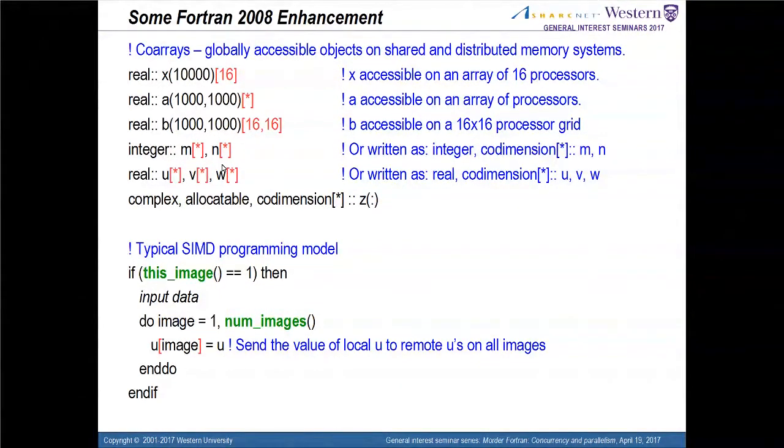And these simple variables M, N, U, V, W, they are also shareable, accessible among participating processes. And with the coarray here, there's a concept. The coarray follows the SIMD programming model, single instruction multiple data model. And this is how you will write a parallel program with coarrays. We will see more example details later on.